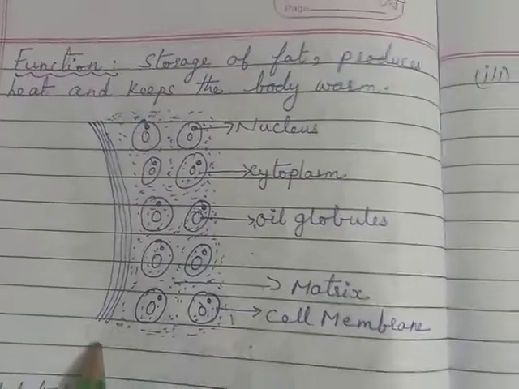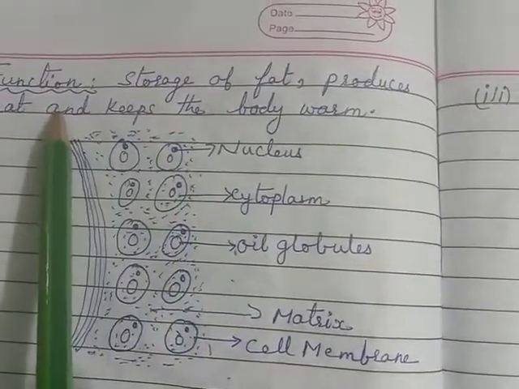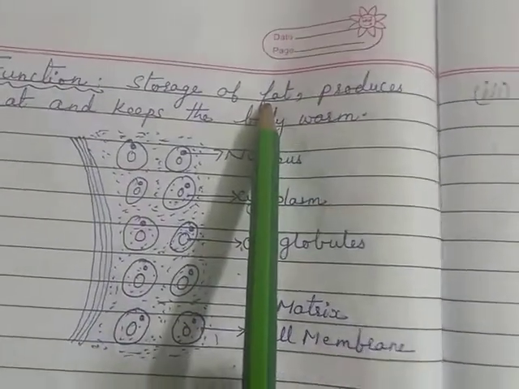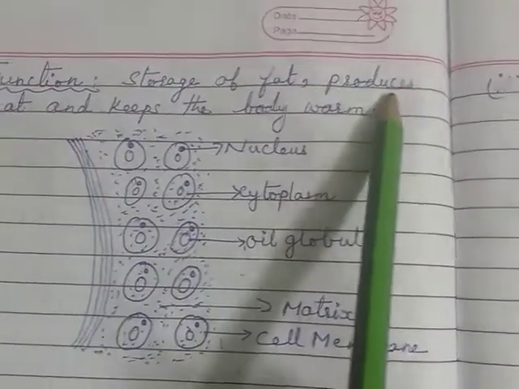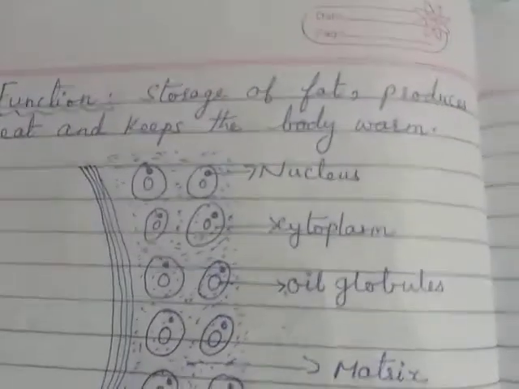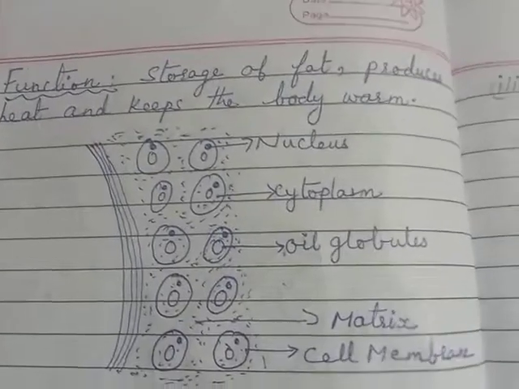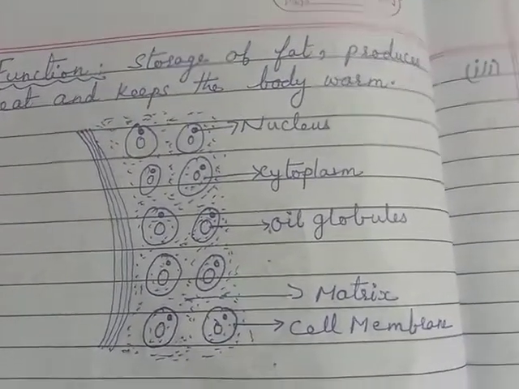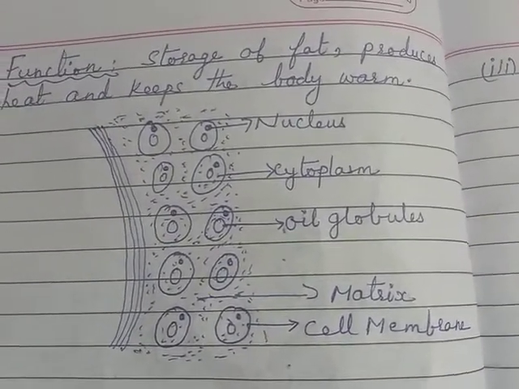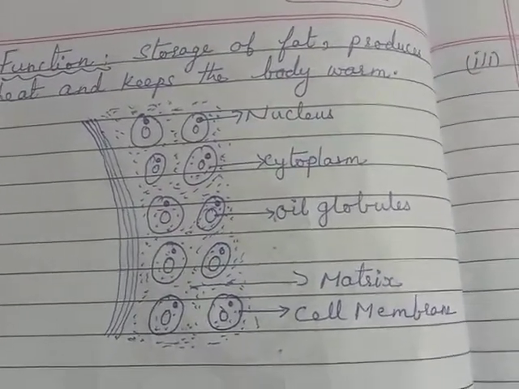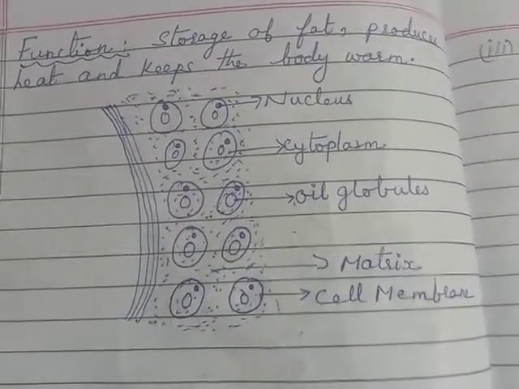The function. The main function of adipose tissue is the storage of fat. It produces heat and keeps the body warm. Now see here, the main function is to store fat, and it produces heat. Since it stores fat, this adipose tissue does not allow the heat of our body to go out, and in this way it keeps our body warm.